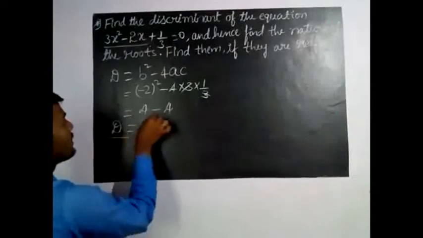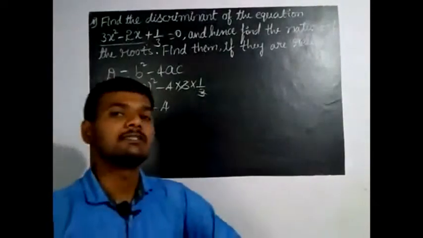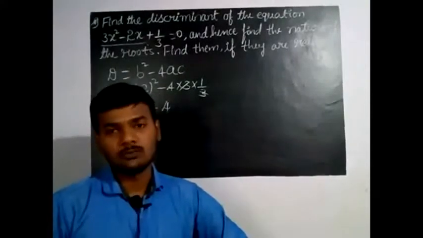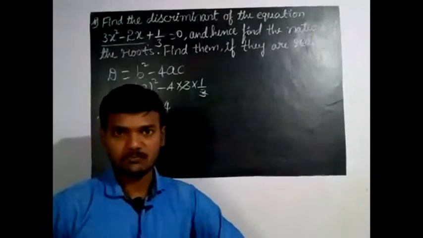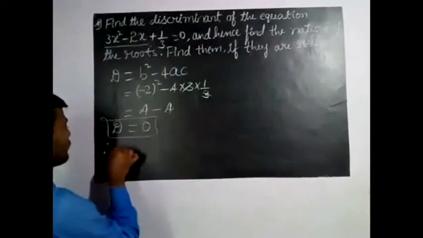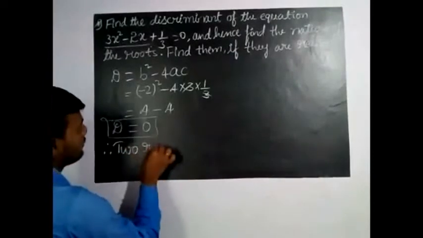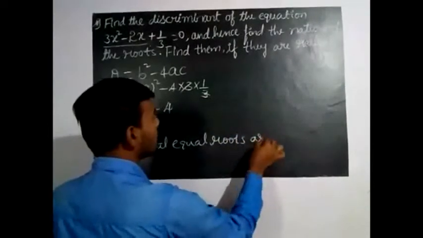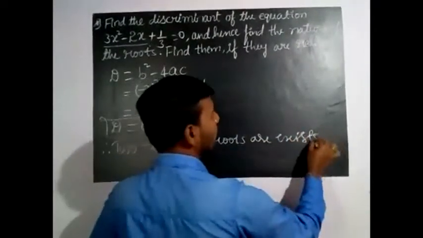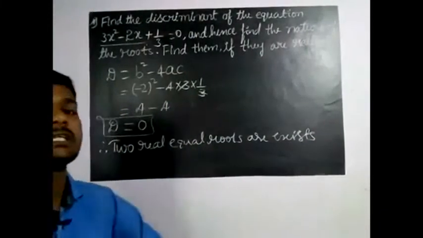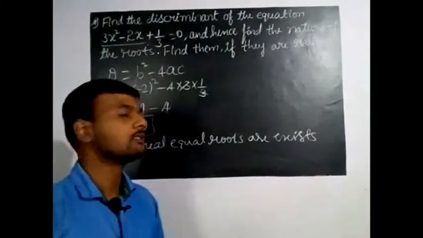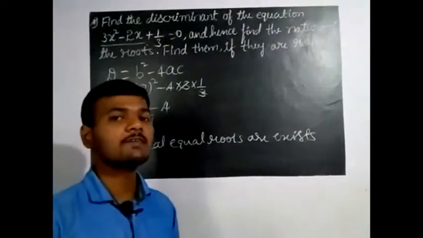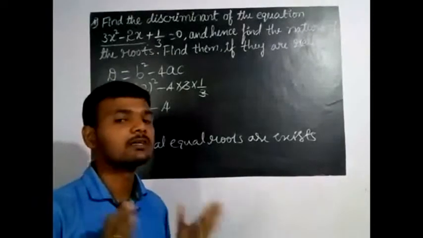So if the discriminant becomes 0, then what will be the nature of the roots? The nature of the roots is that two equal roots are there for the given quadratic equation. Therefore, two real equal roots exist for the given quadratic equation. Because D = 0, we say that there exist two equal real roots.